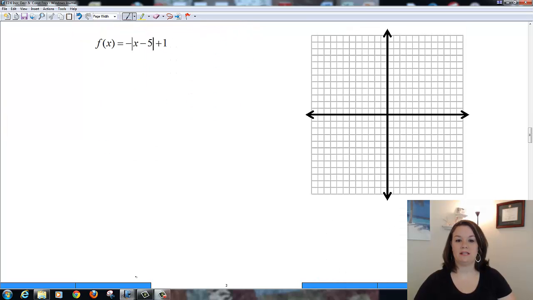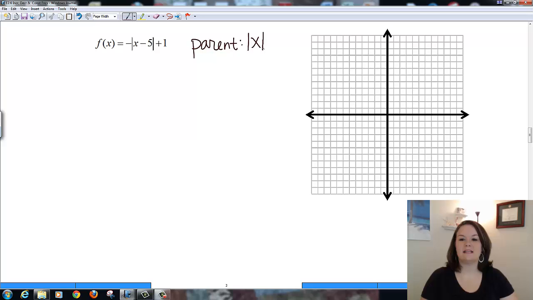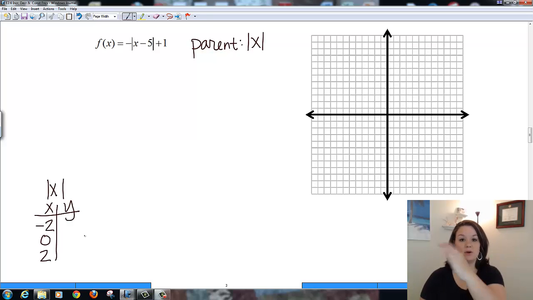Now this one is reminiscent of the last section we did where we had to do our transformations. So the first thing I'm going to do is identify my parent. My parent function here is the absolute value of x. Now that I have my parent function, I'm going to go ahead and just make an xy table so that I have my starting points. Absolute value function makes a v, so I'm going to plug in a negative 2, 0, and 2 so that I get that nice v shape, which when I plug them into the absolute value gives me positive 2, 0, and positive 2.